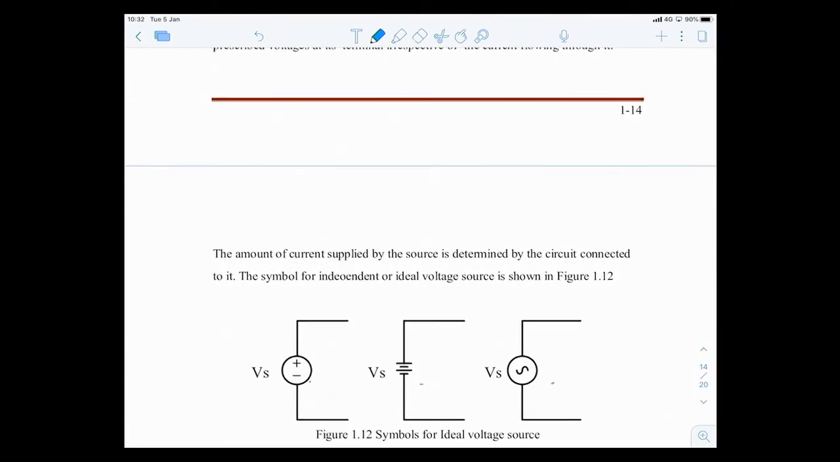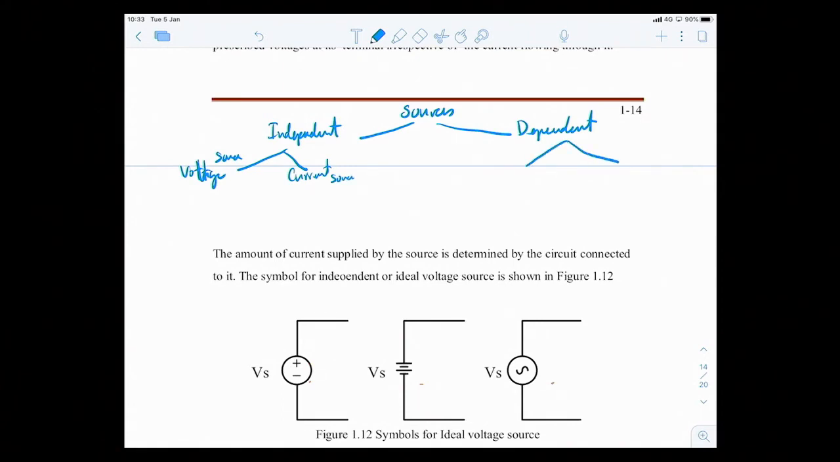Independent voltage source. So we would have it like this. This is the source. We would have independent, and we have dependent. And for independent, there's a voltage source and there's a current source. For dependent also there's a voltage source and current source.